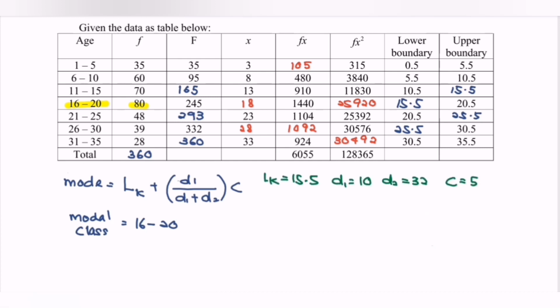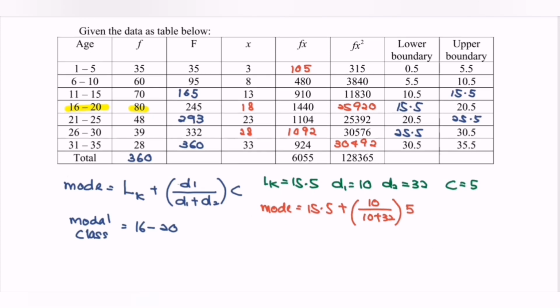Now kindly substitute the values into the formula for the mode. So here we have the mode equals 15.5 plus D1, which is 10, over 10 plus 32, multiplied by 5. Can you refer to the calculator? So the mode will be 16.6905. Approximately, the mode will be equal to 16.7. So kindly express the answer in three significant figures.